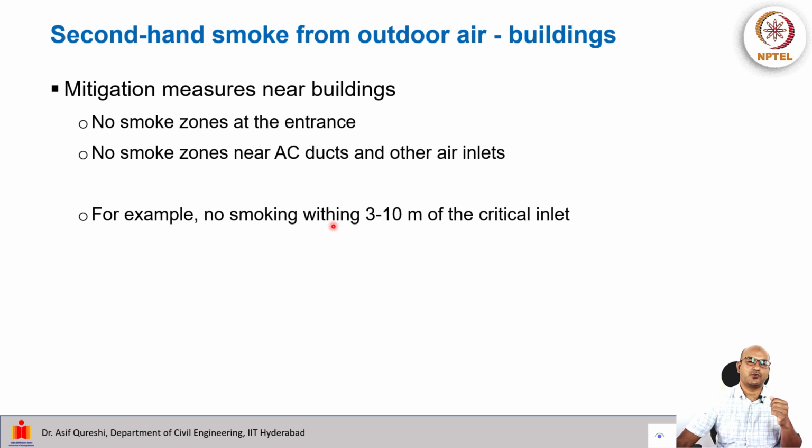So we should have some zone where there is no smoking. For example, no smoking within 3 to 10 meters of the inlet point, or no smoking within 3 to 10 meters of the entrance. So we are sort of ensuring that the area from which the air is being sucked inside is more free from the smoke.